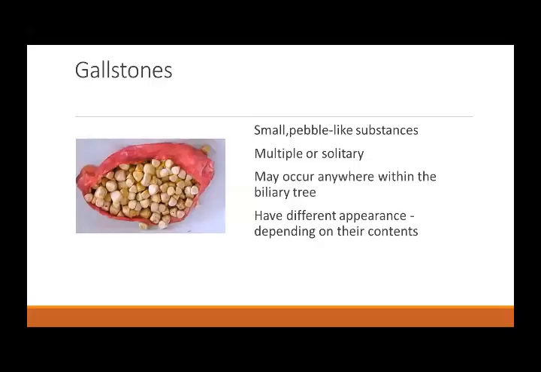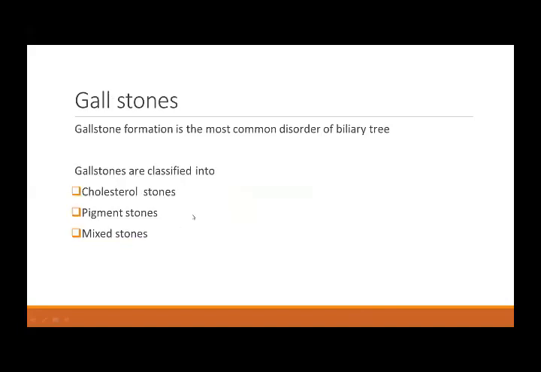So let's talk about gallstones. What are gallstones? They are small pebble-like substances. They can be multiple or solitary, and they can occur anywhere in the biliary tree. They have different contents, and depending on the contents, their appearance is different. Here are some gallstones; you can see a bag full of gallstones. The most common disorder of the biliary tree is gallstones. They're very, very common.